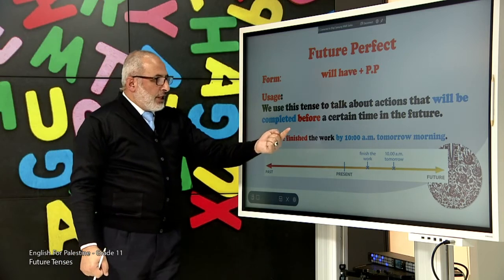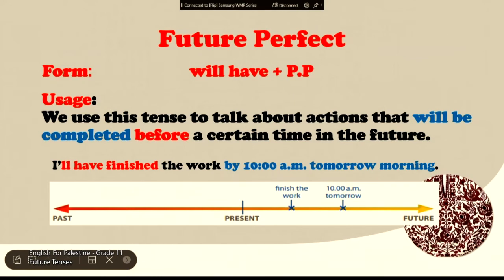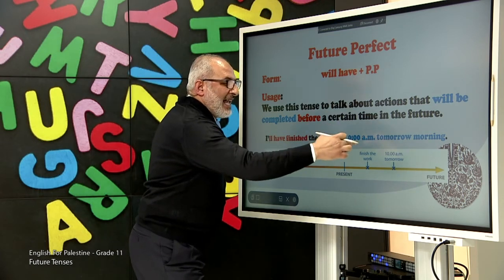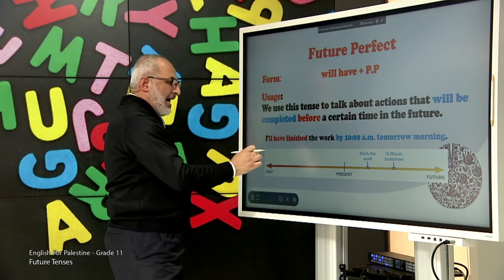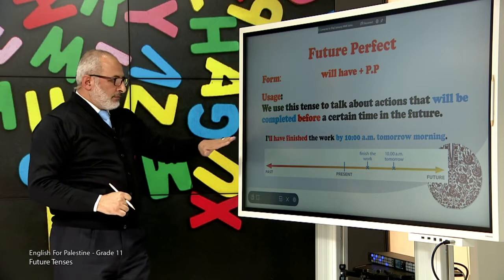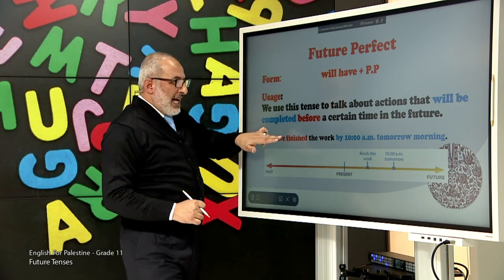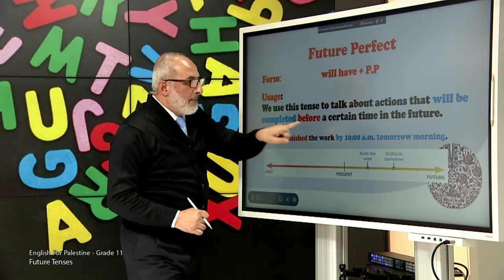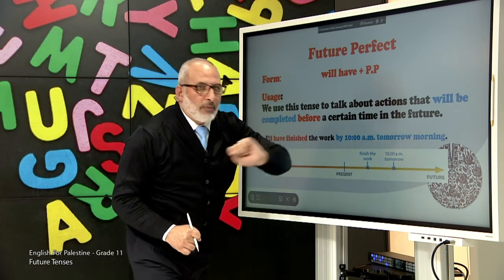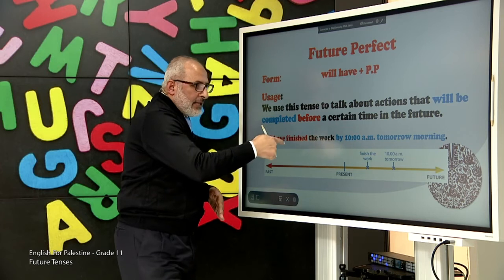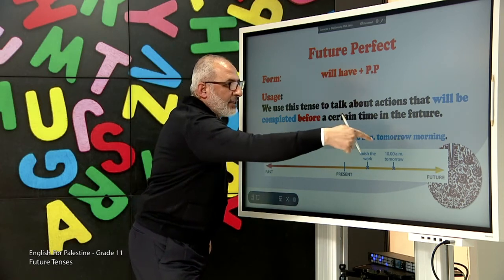I'll have finished the work by 10 a.m. tomorrow morning. So here, tomorrow morning is a future time, and by 10 a.m. it means before. Before 10 a.m. tomorrow morning, I'll have finished the work. Again, I'll have finished. This is future perfect. Why? Because I have to finish this work before 10 a.m. tomorrow morning. Okay? So this is the action will be completed by or before a certain time in the future.